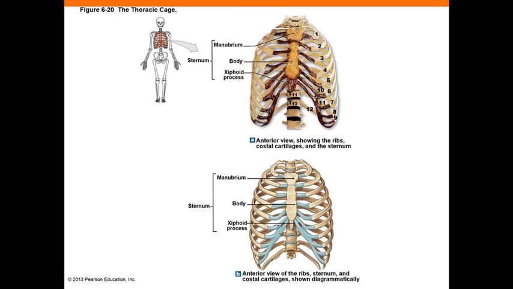The sternum actually is made up of 3 parts. The superior broad part is the manubrium, which articulates with the clavicle of the appendicular skeleton and with the longer middle section called the body of the sternum. The most inferior tip of the sternum is called the xiphoid process.